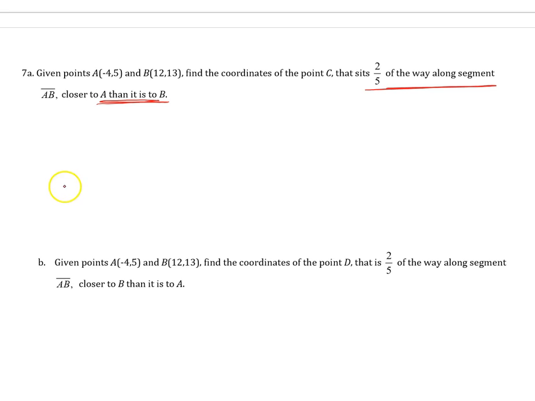Okay? So A would be like down here, -4, 5. B would be up here at 12, 13. There's my segment. Okay, so closer to A than it is to B, so let's just say our missing point is right there, C. Okay, so I'm going to move this for a second. I don't like how that looks.